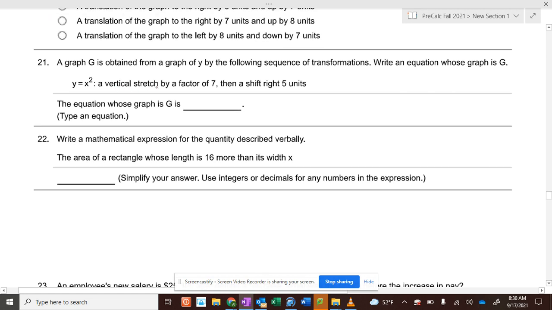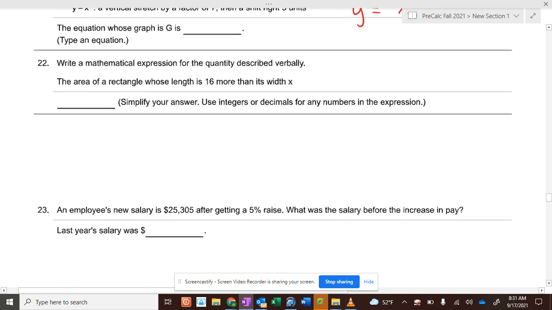So a vertical stretch, when it's a vertical stretch, is it inside the parentheses or outside the parentheses? Outside. Anything vertical is outside. So y equals 7x squared, and then a shift to the right of 5 units. Shift right or left is inside the parentheses. Right 5 is with a minus sign. So it should be that. We good? Know your chart.